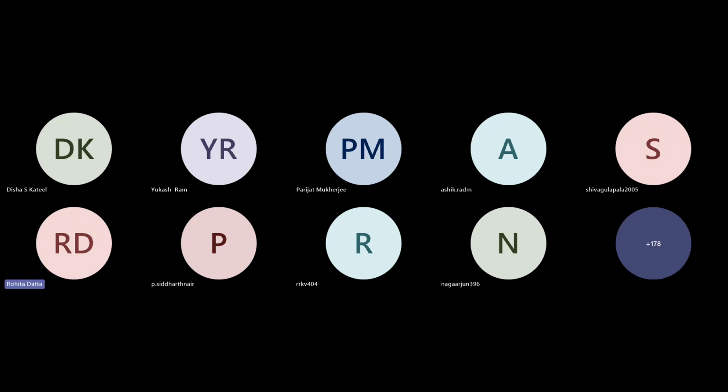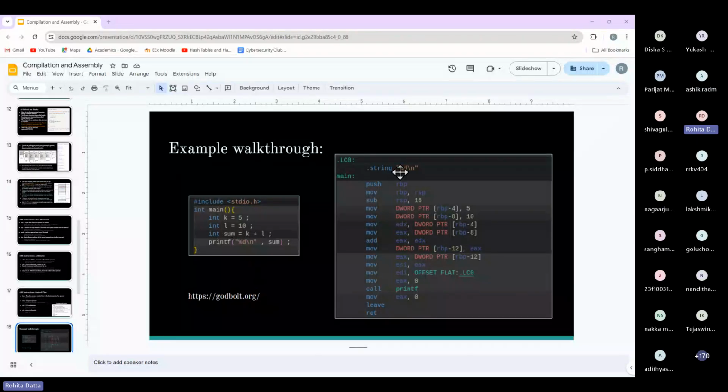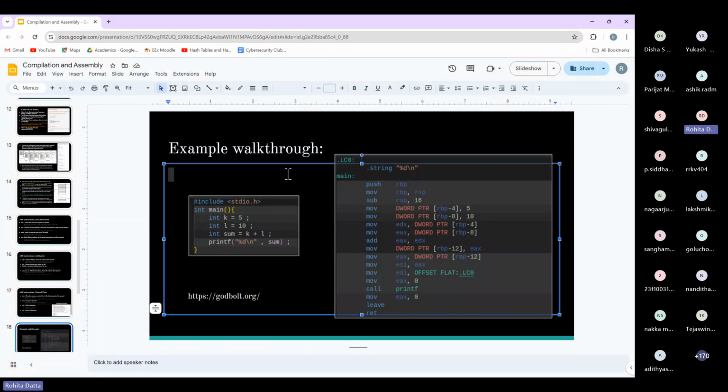Okay, so basically on the left we have a C program that's doing something very simple. It has three integers. One of them is being initialized to 5. The other is being initialized to 10. And then there's a sum that's assigned the value of k plus l. So it'll be assigned the value 15, but we're making the computer do an addition here.